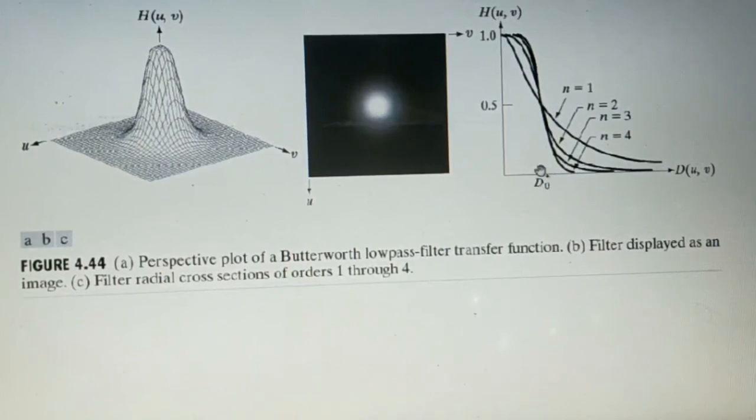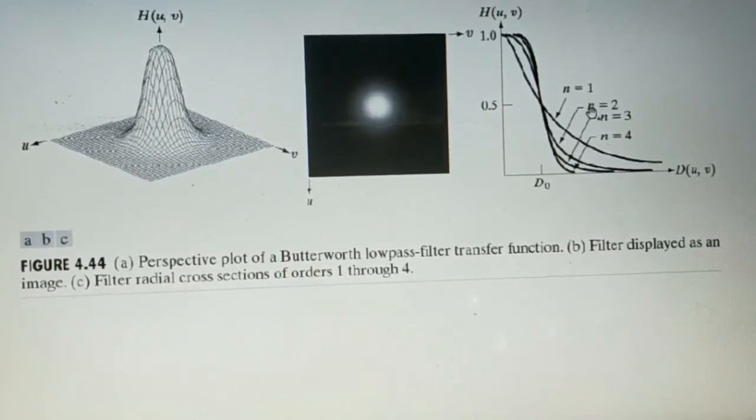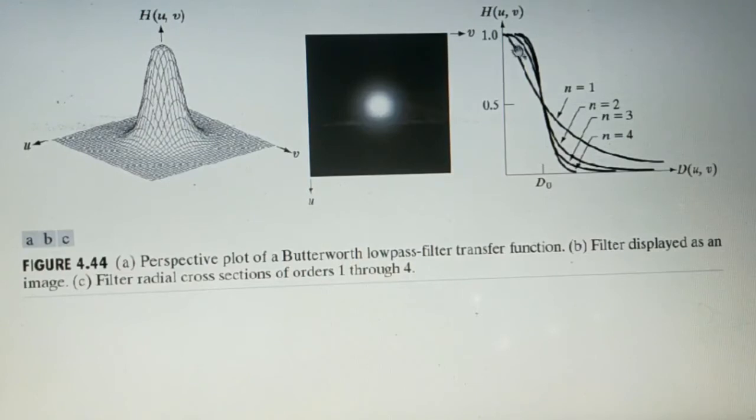cutoff frequency. One more thing to be observed here is that changing the value of n doesn't change the cutoff frequency, and it is also very obvious from the expression capital H of u comma v. Whatever D0 value you assign, it acts as the cutoff frequency irrespective of the value of n. The value of n will only control how slowly or how sharply the gain decreases as a function of frequency.